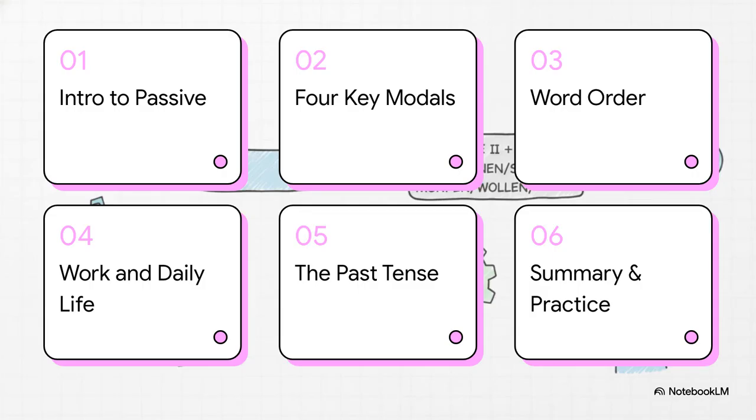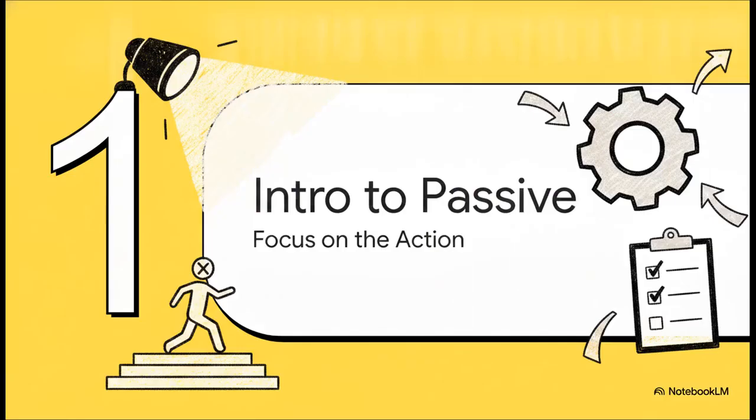So, here's our quick roadmap for today's explainer. 1. Introduction, understanding the passive. 2. The grammar formula. 3. The 4 key modal verbs. 4. Passive in work and daily life. 5. The past tense. And 6. Summary and practice. Okay, let's hit section 1.